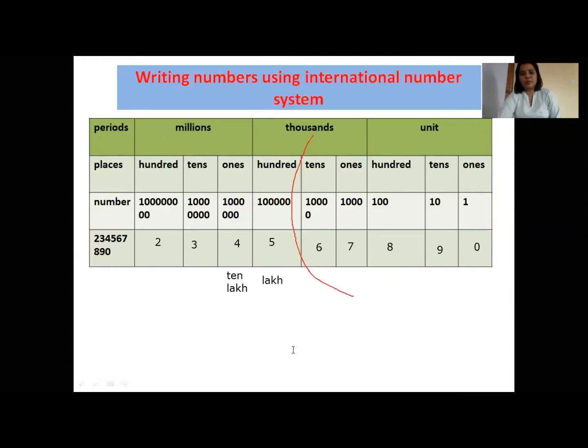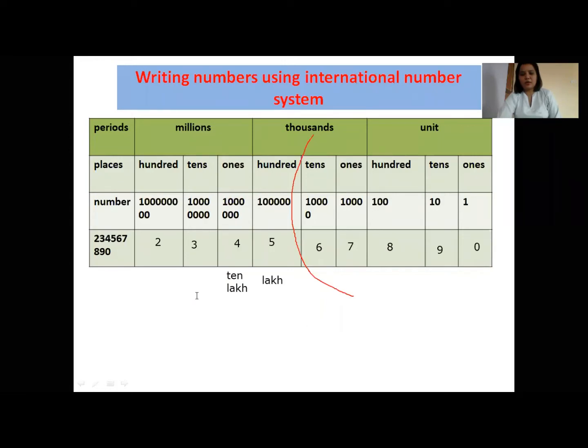So the place value of 4 in Hindu-Arabic system is 10 lakh, whereas the place value of 4 in international system is 1 million. So we read 10 lakh as 1 million in international system.